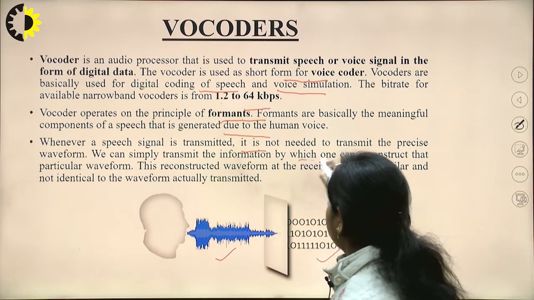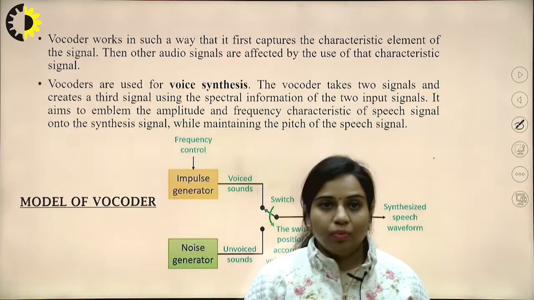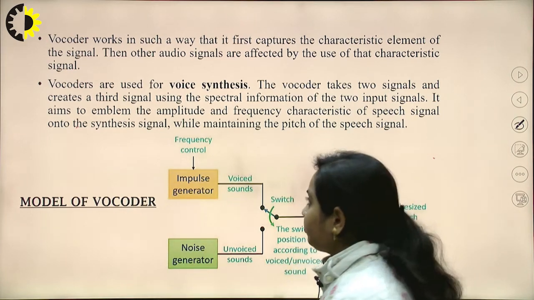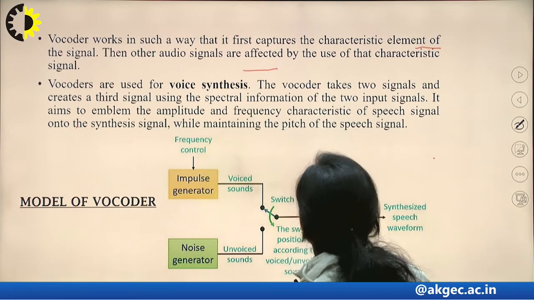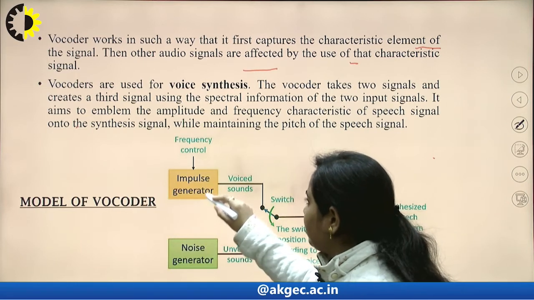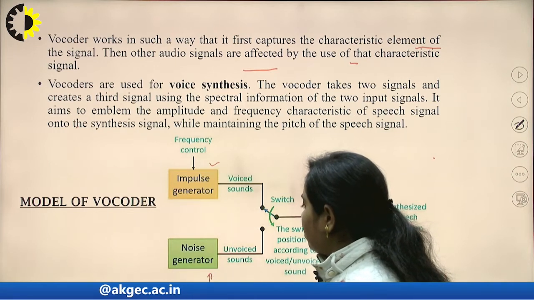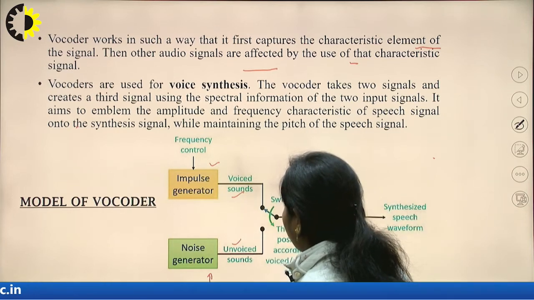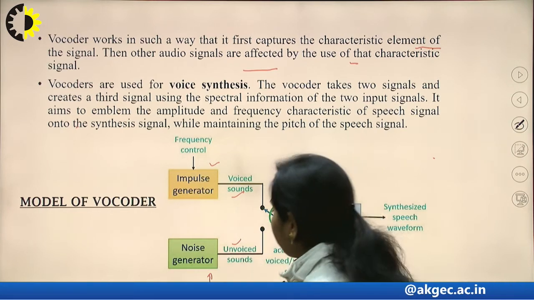We can simply transmit the information by which one can reconstruct that particular waveform. This is how the vocoder works. It first captures the characteristic element of the signal, then other audio signals are affected by the use of that characteristic signal. You can see this is the model of the vocoder. This is an impulse generator whose input is a frequency control. Then there is a noise generator. The impulse generator and noise generator produce the voiced and unvoiced data. Voiced data is generated by the impulse generator, and unvoiced data is generated by the noise generator.